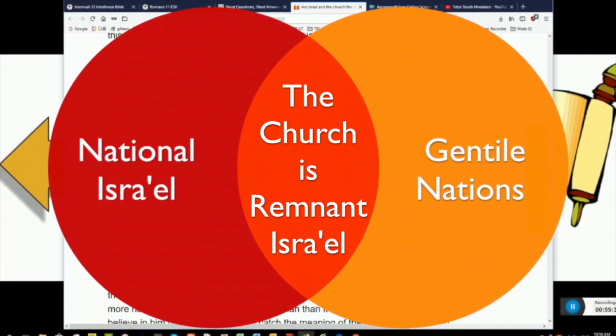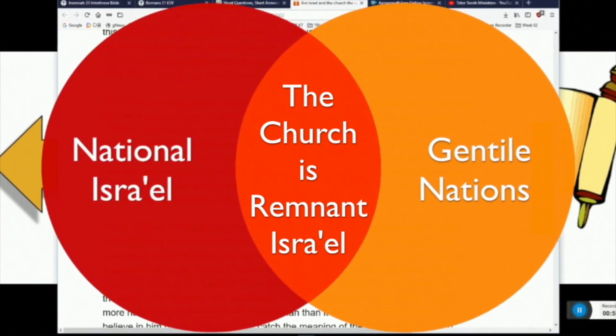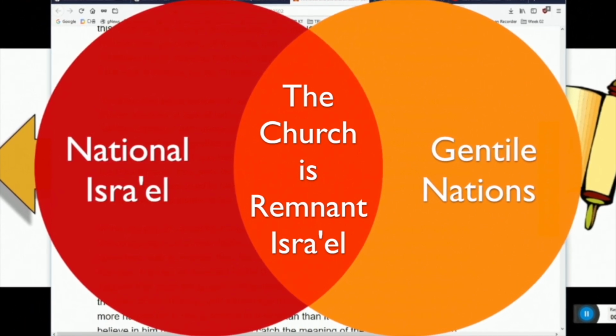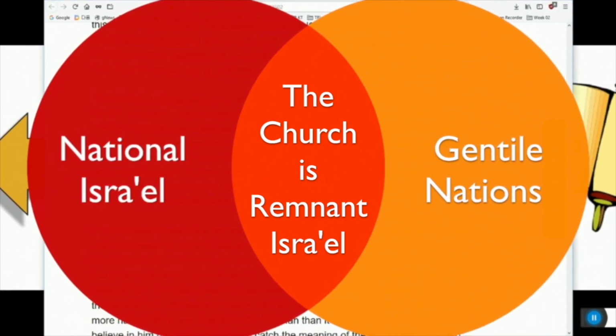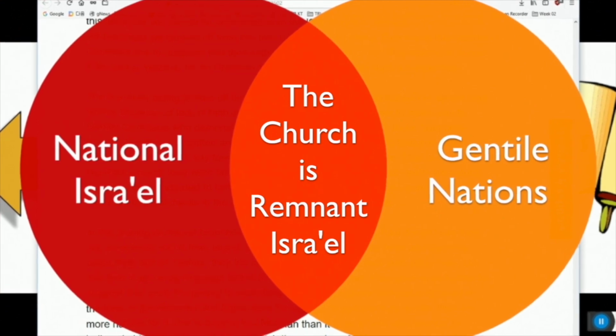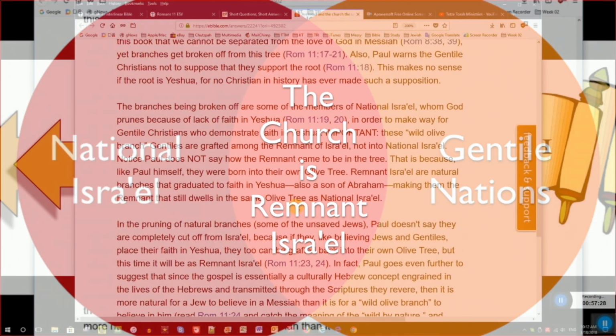The church is remnant Israel. The church is that slice right in the middle, that orange slice, that is a composite of those from national Israel who place their faith in Jesus and those from the nations who place their faith in Jesus. That's the church. The church is remnant Israel.